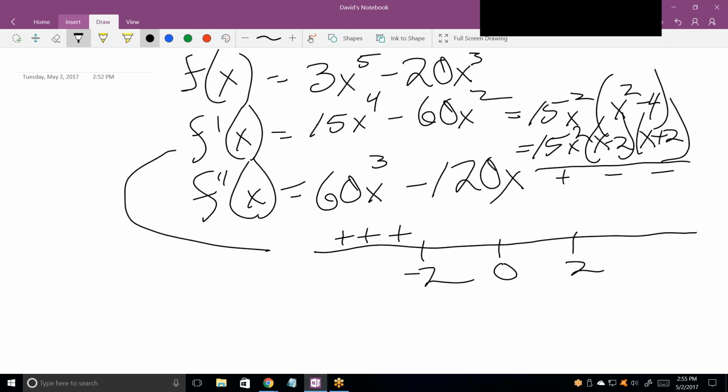Now pick a number between -2 and 0. Take -1. That's positive. What's the middle term? Negative, and then positive again. So now that product is negative. And what that tells us is that every x value between -2 and 0 is going to produce a negative f prime of x in this case.